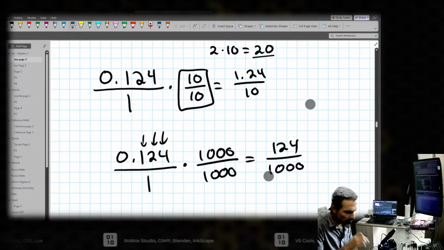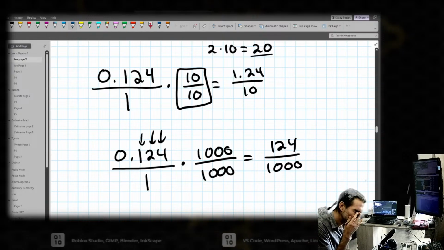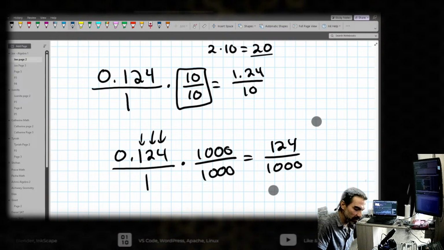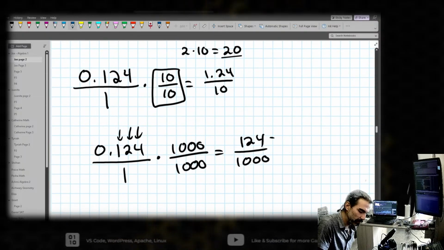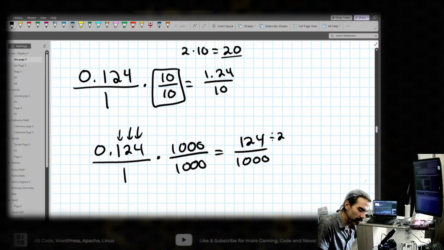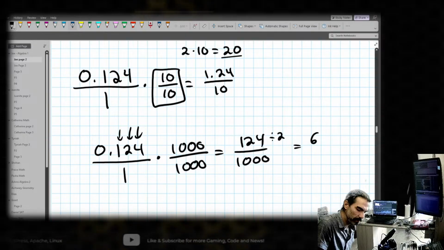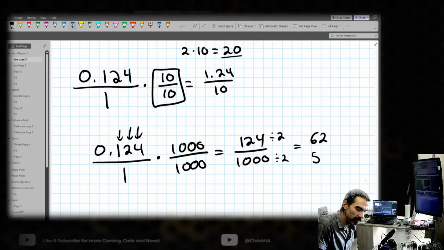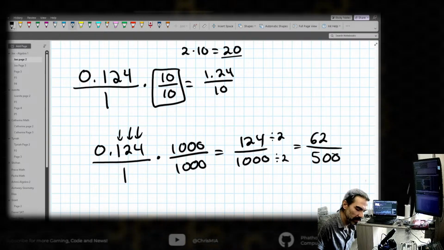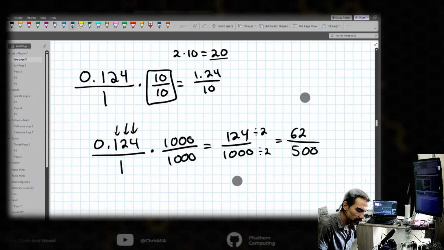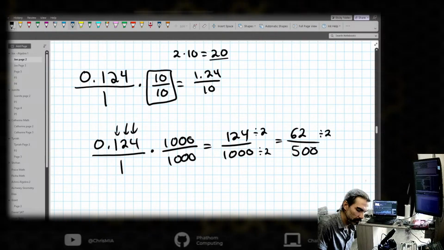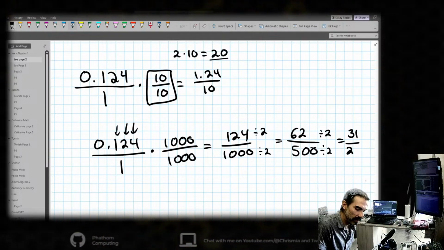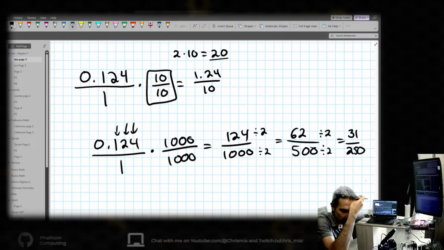Then I made these evens, so it's a little bit easier to process. If you have even numbers and you're trying to simplify, divide by 2. That'd be 62, and the bottom will be 500. And then divide by 2 again. That'll be 31 and 250. Now, there's no evens anymore.